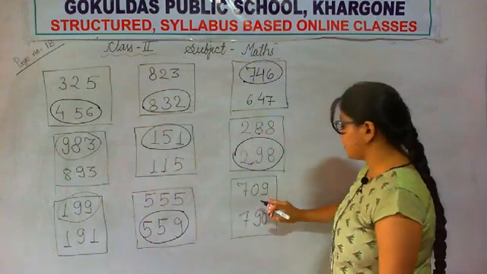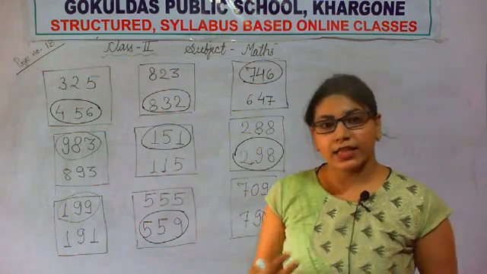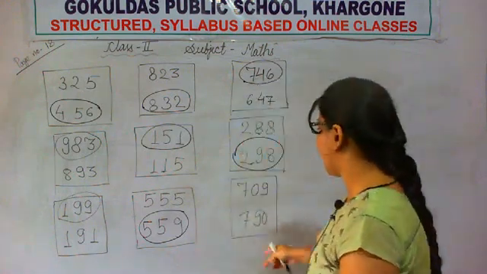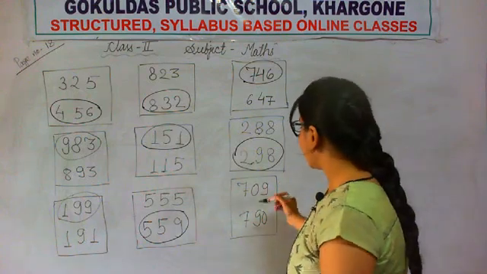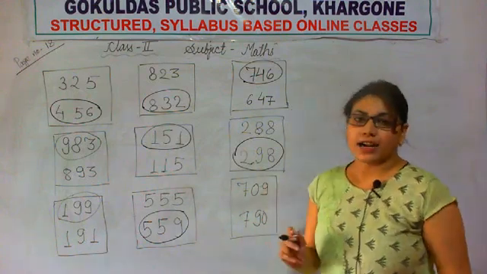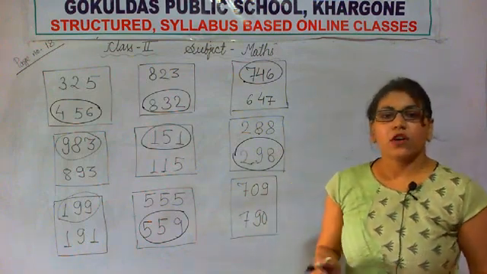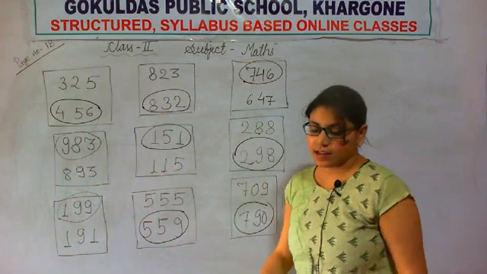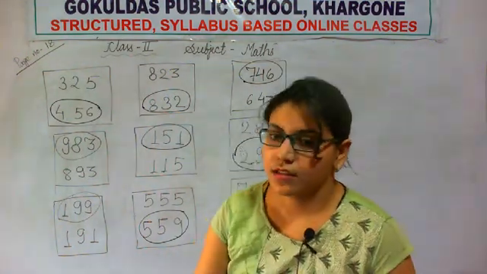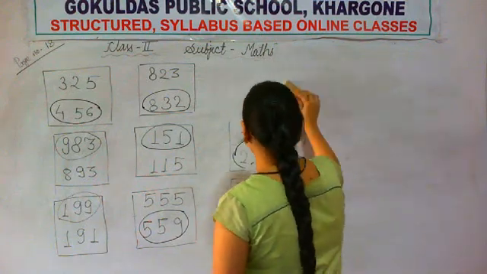Last one, 709 and 790. Again both the numbers have 3 digits and both have 7 at the hundreds place. So we will check the tens. Here 0 is situated at the tens place and here 9. So which one is bigger, 0 or 9? 9 is bigger, so 790 is the bigger number. So I hope you have checked your answers with mine.